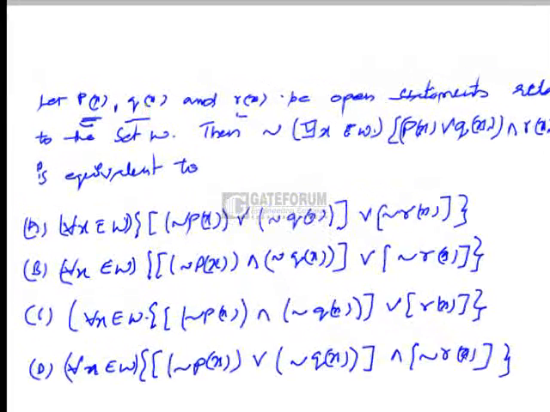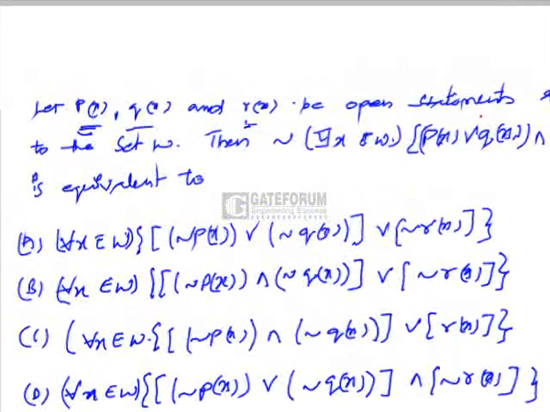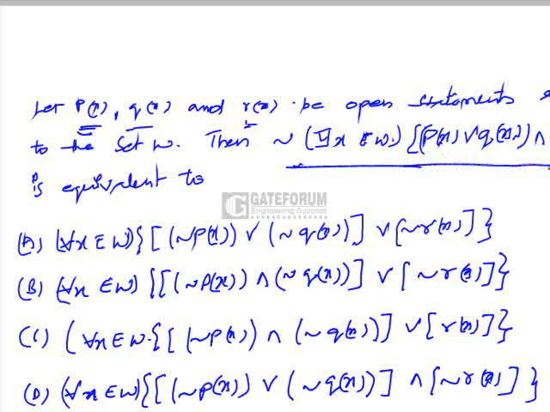P, Q and R are open statements, and a compound statement is given. We have to negate that compound statement. Whenever we negate a compound statement, for all x will become there exists x, and there exists x will become for all x, and will become or, or will become and.